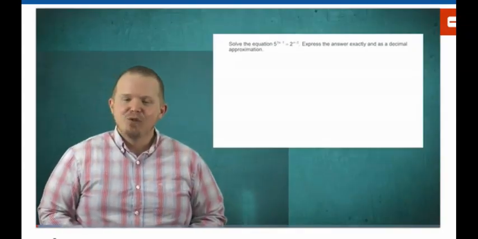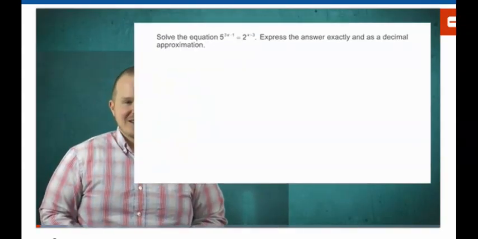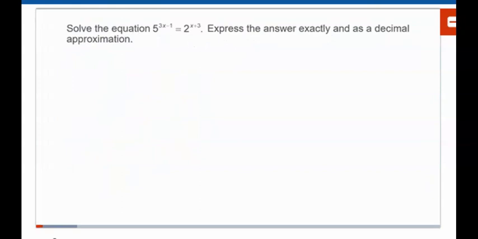Hello. In this example, we'll be solving an exponential equation. Solve the equation 5 to the 3x minus 1 equals 2 to the x plus 3. Express the answer exactly and as a decimal approximation.